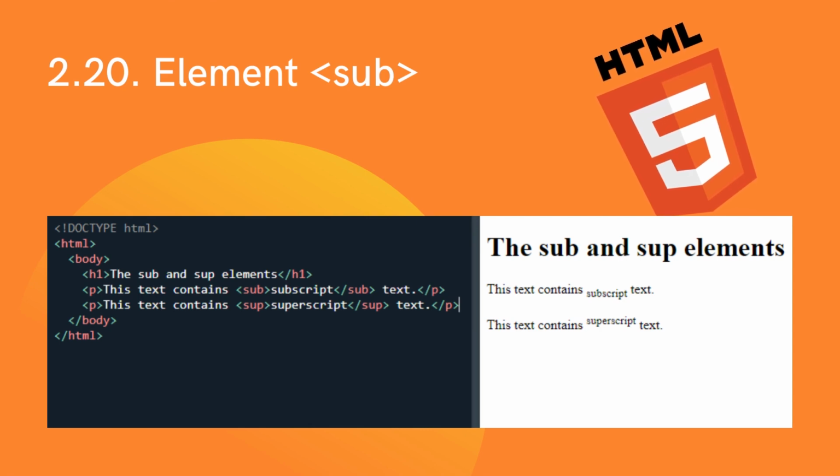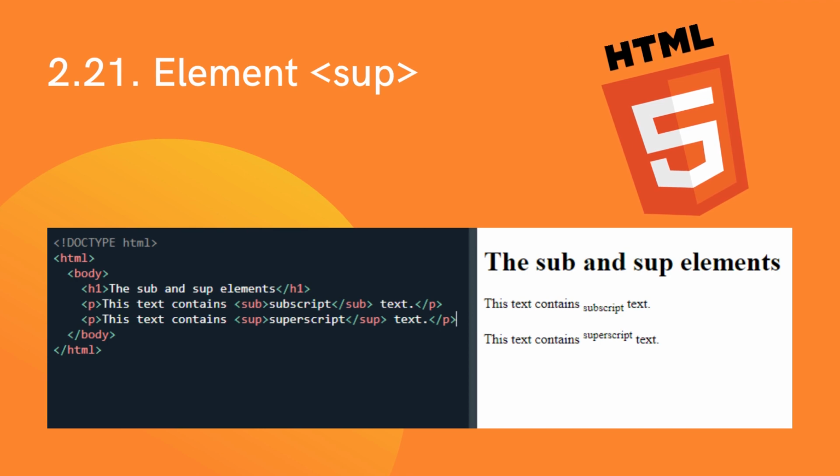The sub element is subscript text. The sub tag defines subscript text. Subscript text appears half a character below the regular line and is sometimes displayed in a smaller font. Subscript text can be used for chemical formulas, such as H2O. Example.